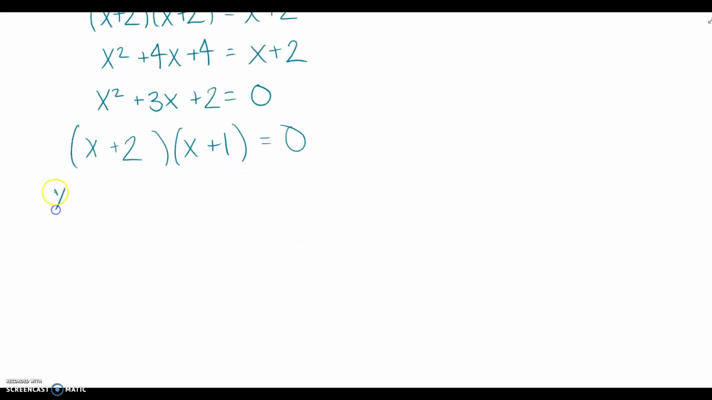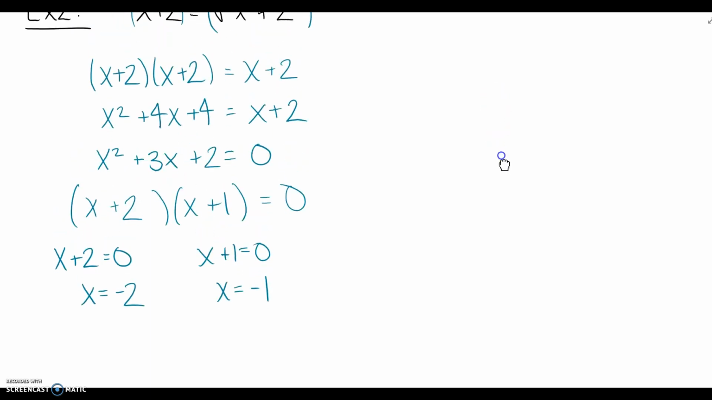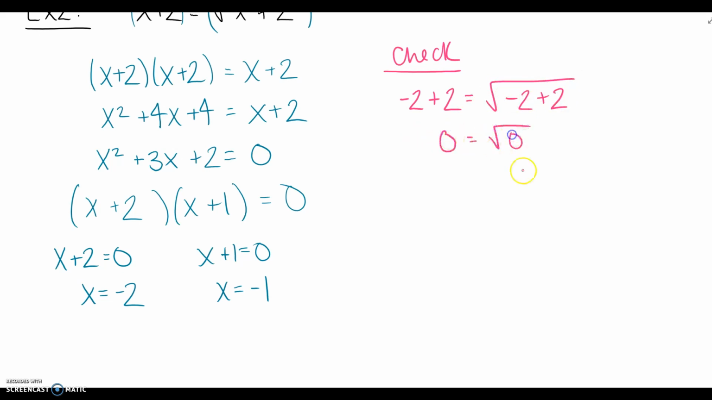So now we can use the zero product property. So x plus 2 equals 0. So x equals negative 2. And x plus 1 equals 0. So x equals negative 1. Or does it? So you have to check in the original equation. So let's check negative 2 first. So that's going to be negative 2 plus 2 equals the square root of negative 2 plus 2. And negative 2 plus 2 is 0. And negative 2 plus 2 is 0. And the square root of 0 is 0. So yeah, x does equal negative 2.